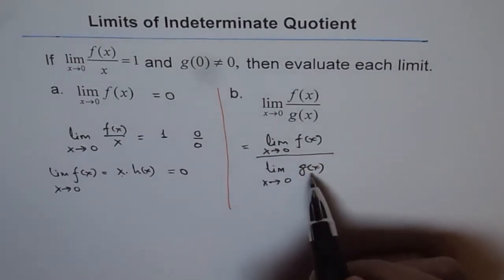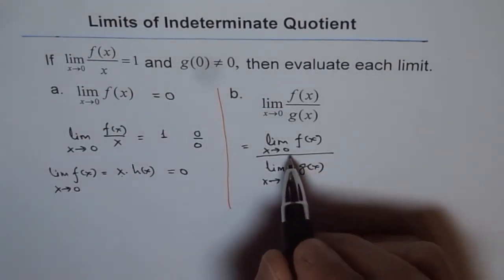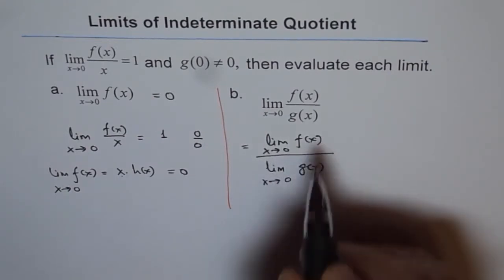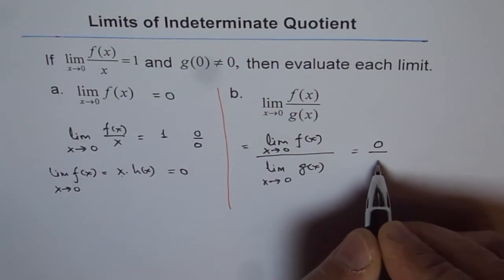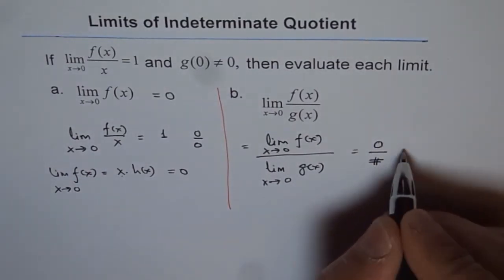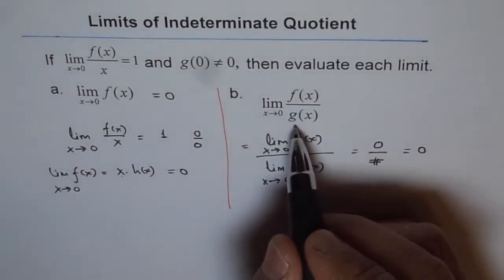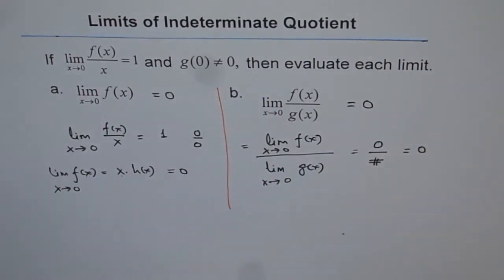Now since the value of this function at 0 is not 0, it is a number which is not 0, but in the numerator we have found the limit of the function f(x) as x approaches 0 is 0. So we have 0 over something, right? Over something. Let's say some other number, right? 0 over anything is 0. Therefore, the limit of f(x)/g(x) should be 0. So that is the solution. Thank you.